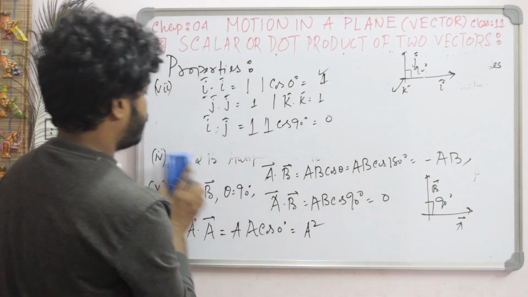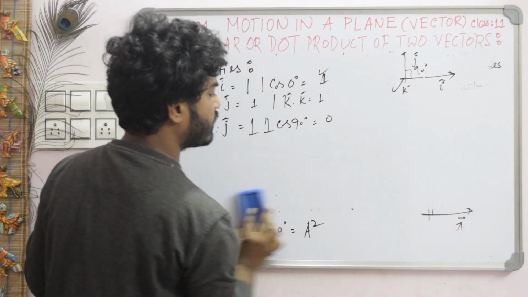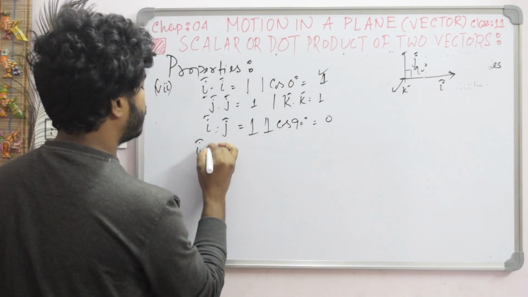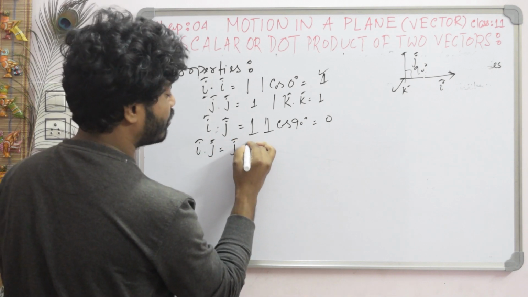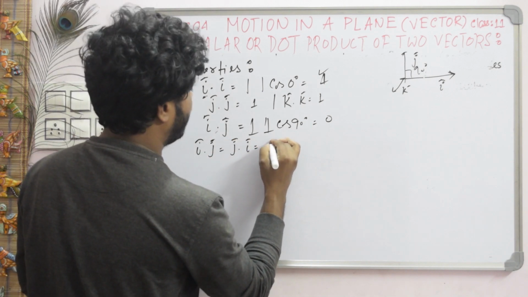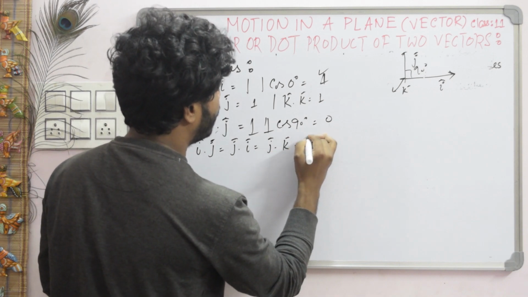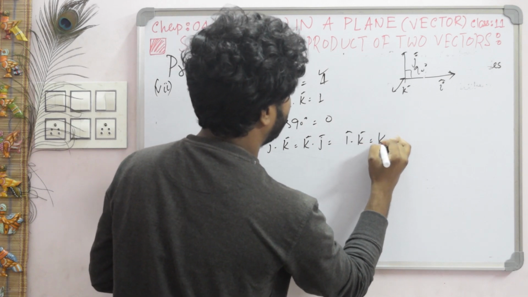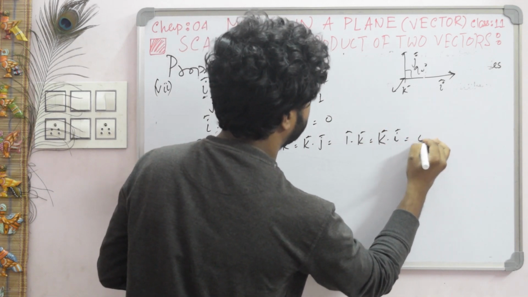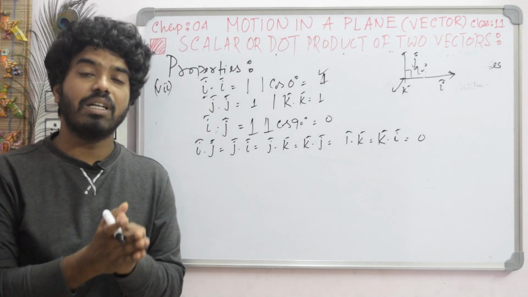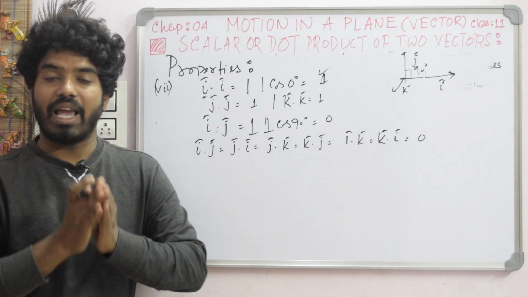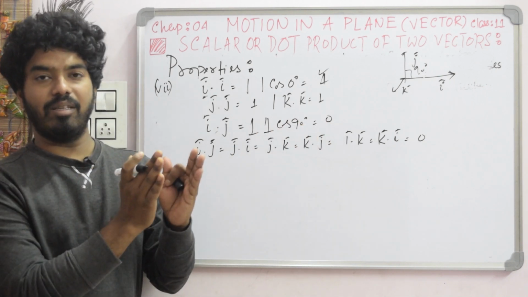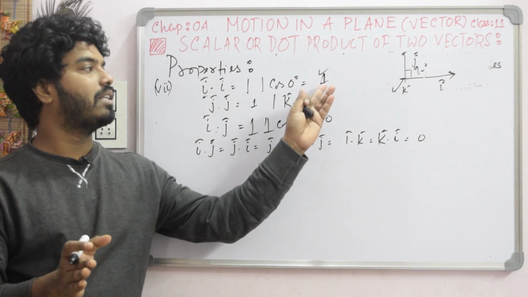Okay. So here you can say i dot j is 0, j dot i is also 0, j dot k, k dot j, and i dot k and k dot i. All these combinations give the result 0 because they are perpendicular to each other. So the angle is 90 degrees, and when the angle is 90, the answer will be 0. When they are similar, the angle is 0 degrees, that's why the answer is 1.